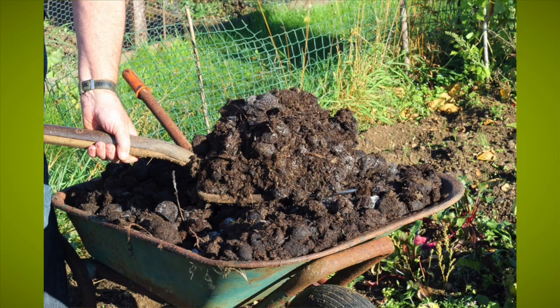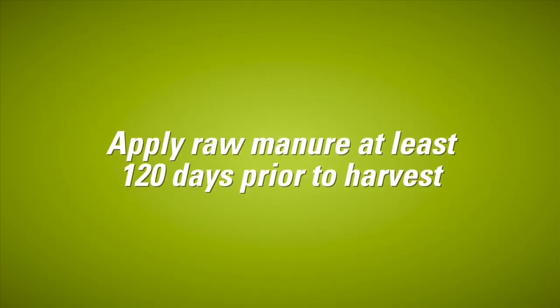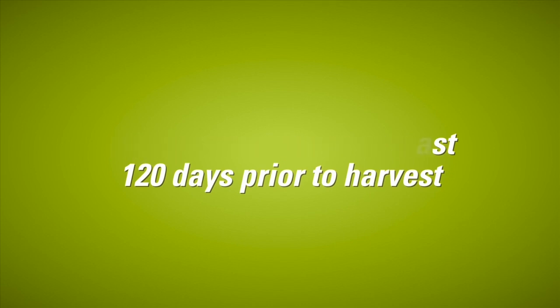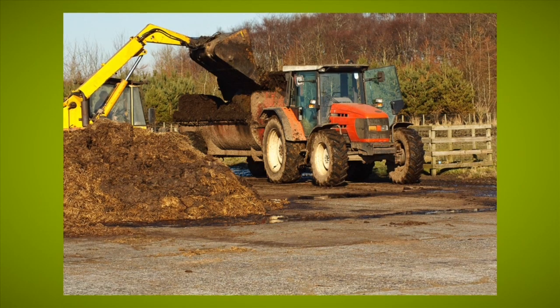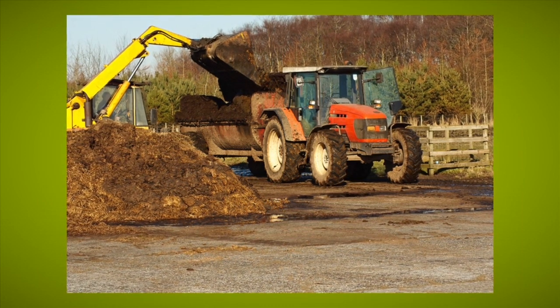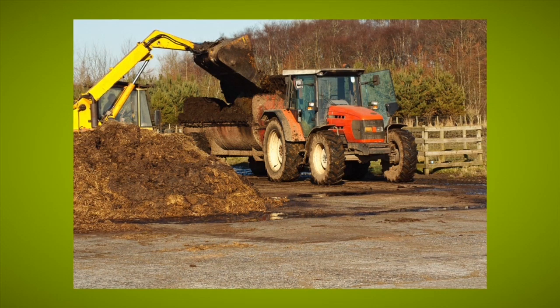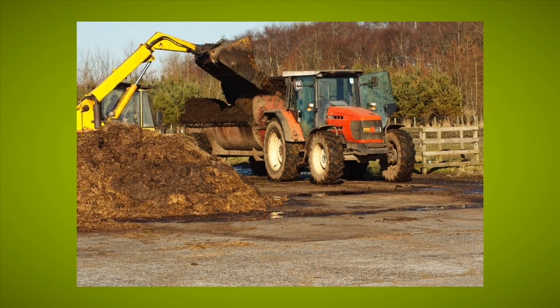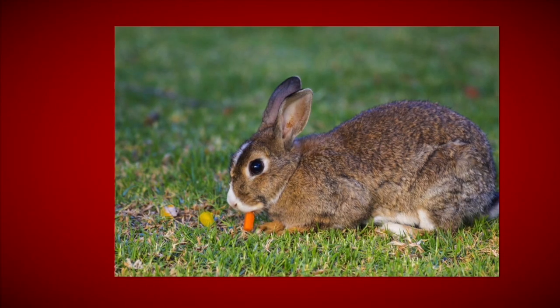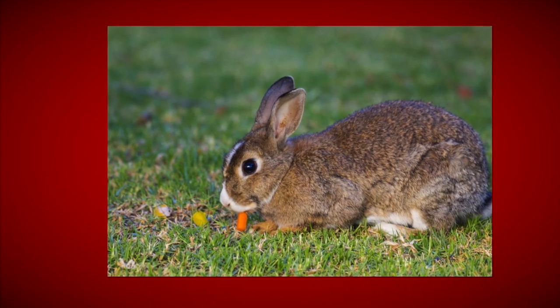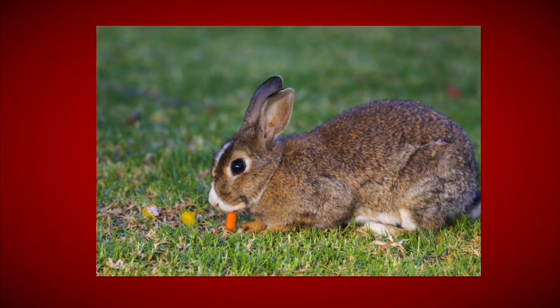If raw manure is used, it must be applied at least 120 days prior to harvest. Most importantly, if storing raw manure for the field, keep it in a distant location from the growing location. If raw manure is held close to the field, there is an increased risk of contamination of produce in that growing location. The final pre-harvest issue is the presence of animals in or around the growing location.